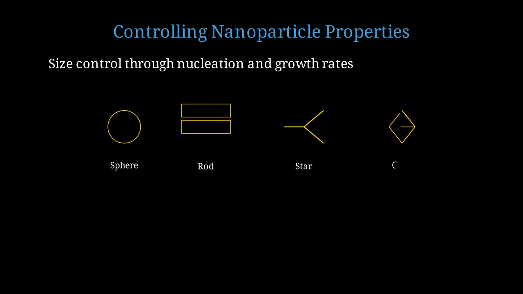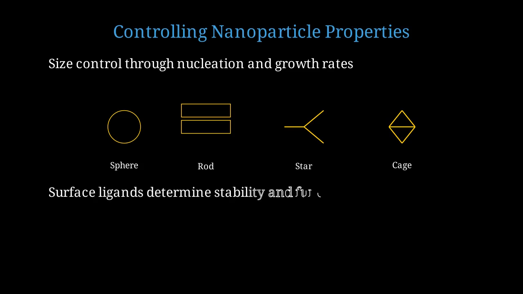Shape control is more subtle and elegant. Different crystal facets have different surface energies. By introducing capping agents that selectively bind to certain facets, we slow their growth relative to others, sculpting nanorods, nanocubes, nanostars, or nanocages. Surface chemistry is paramount.